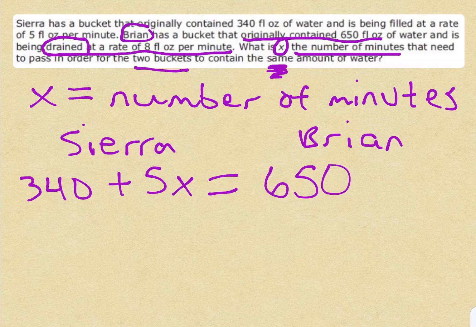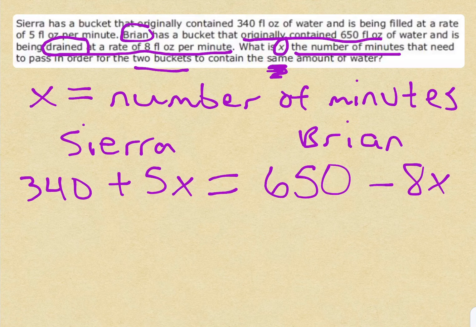Now we have a different word here. Instead of filling, we have the word drained. Drained is whenever you let all the water out. You can think of a bathtub or a sink. You're letting all the water out. And it's 8 fluid ounces per minute, so we have 8 times x.